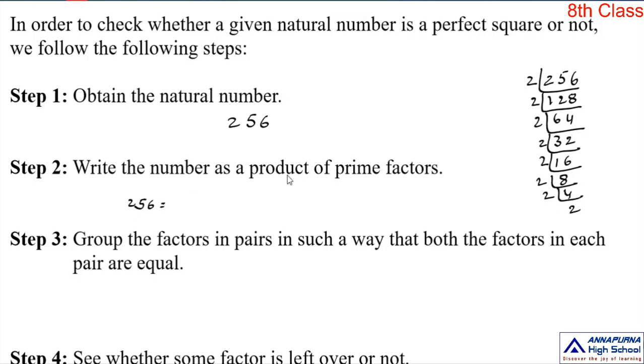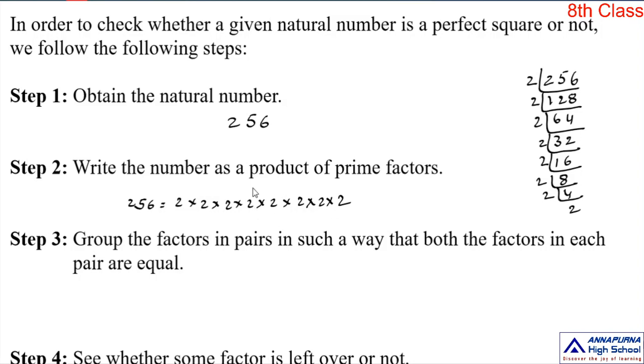So what is its prime factorization? 256 is equal to 2 into 2 into 2 into 2 into 2 into 2 into 2 into 2. So how many 2's are there? 1 2 3 4 5 6 7 8. 8 2's are there.